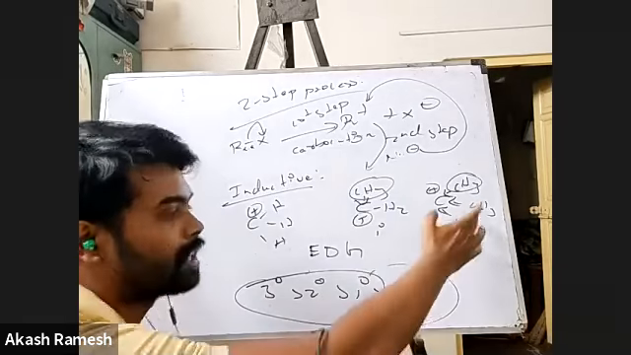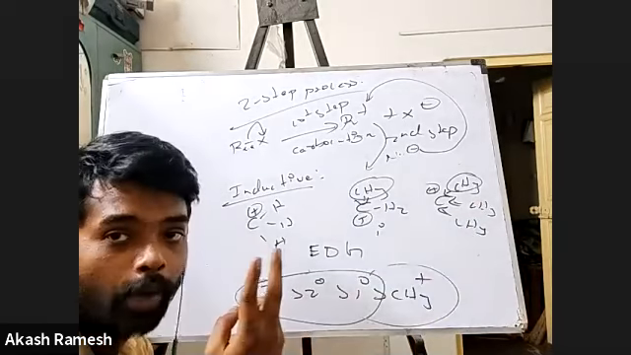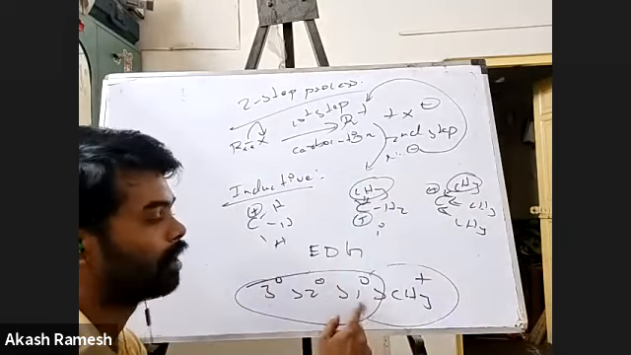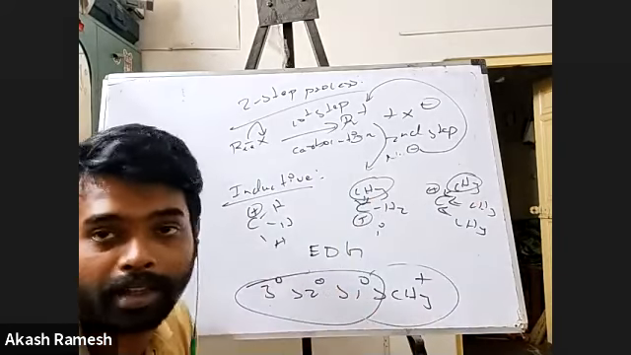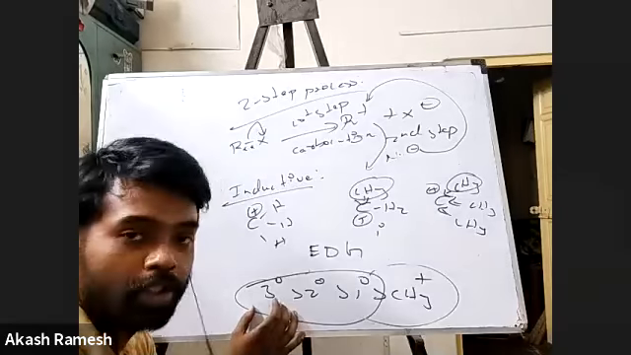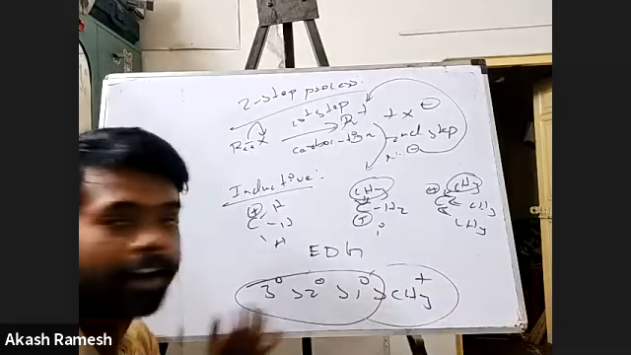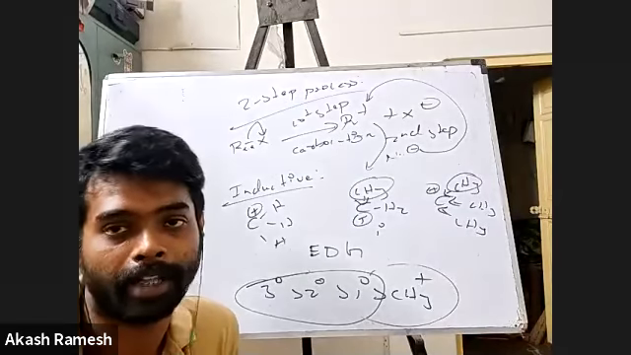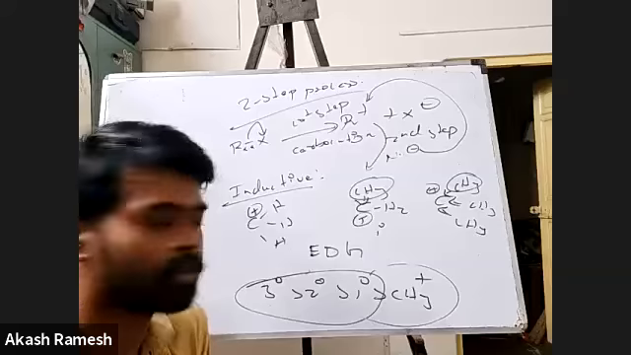The tertiary will have 3 alkyl groups, secondary will have only 2 alkyl groups. This is primary, having only 1 alkyl group, and CH3 plus doesn't have any alkyl. So maximum positive charge, minimum stability; minimum positive charge, maximum stability. That's it. So that is with respect to the inductive effect.